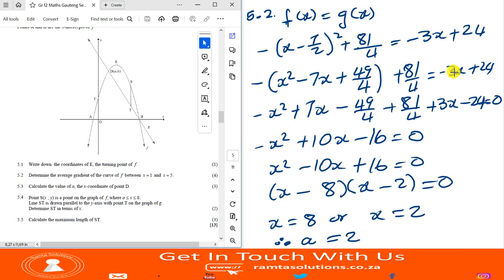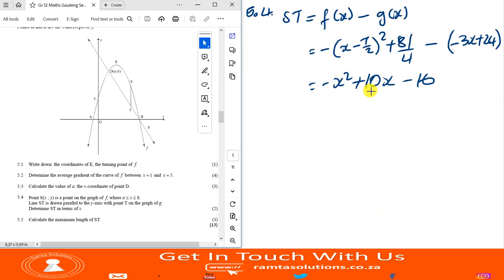Remember here, especially at this point, g of x is going to the other side, so it's basically minus g of x. Do you see that? So we got this. Then we can relax. This part here is our ST. However, if you want to prove this, you can simplify by expanding these brackets. You will still get the same thing.